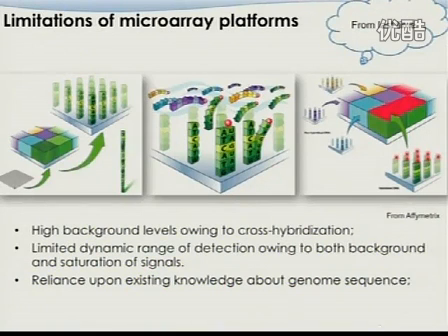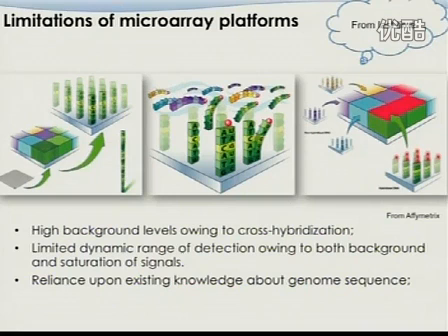I'm not going to go through the array principle again, but the first limitation of the microarray platform is the high background level because of cross-hybridization. So we cannot measure low expression genes very well. Also, because of saturation, we cannot measure highly expressed genes very well either. So the dynamic range of microarray technology is much lower. This is the limited dynamic range part.